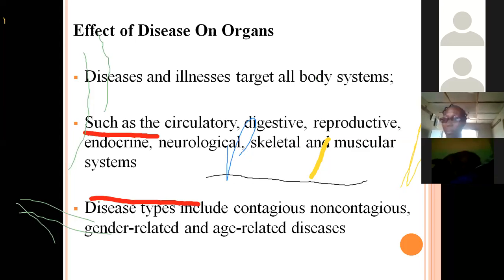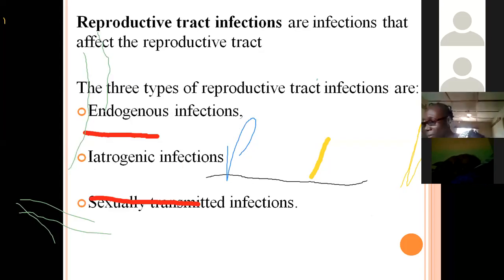Then gender-related, we have some diseases that have higher chances in females. In fact, for gender-related disease, pelvic inflammatory disease is common to females. Then age-related disease, diseases that are more common in the elderly. So we have reproductive tract infection. We may not be able to look at all the systems, so we'll be picking just the reproductive tract, the reproductive organs, and look at the diseases affecting the reproductive tract.